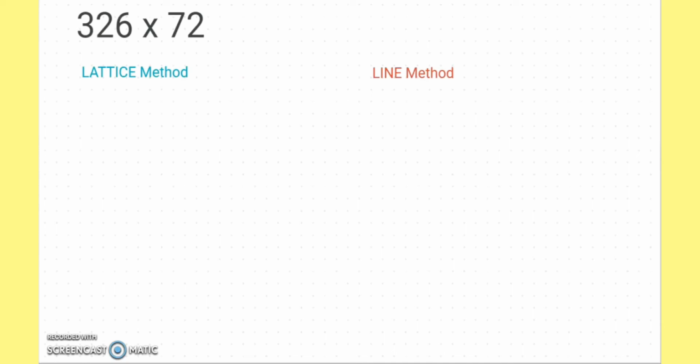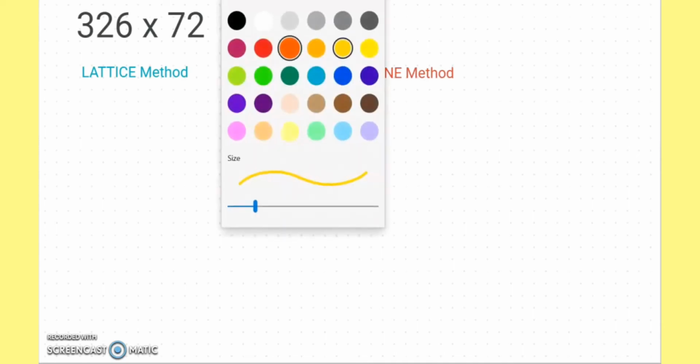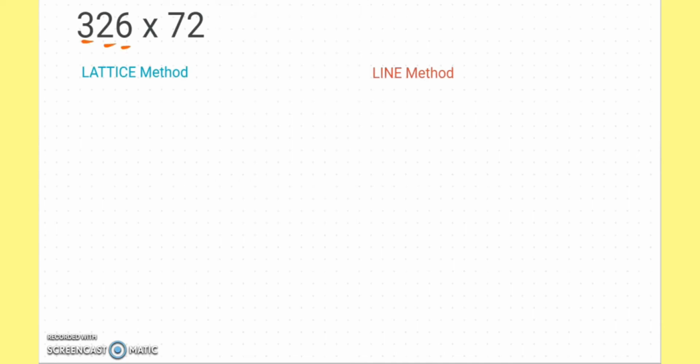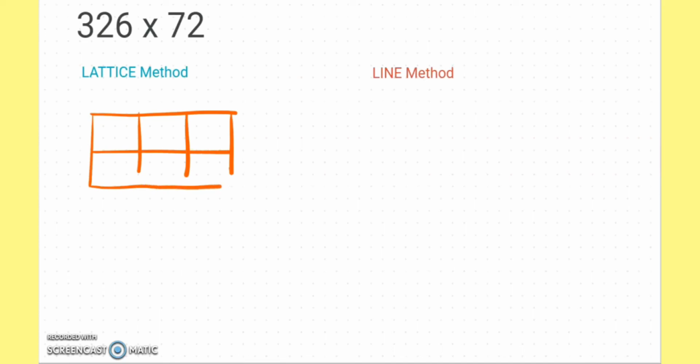Now we're down to our last example in this video. 326 times 72. So for the lattice method, we have 3 digits in the multiplicand, 2 digits in the multiplier. So we'll be needing a 3 by 2 table. So 3 columns and 2 rows. So we have 1, 2, 3 columns. And then 2 rows. So that's 1, 2.